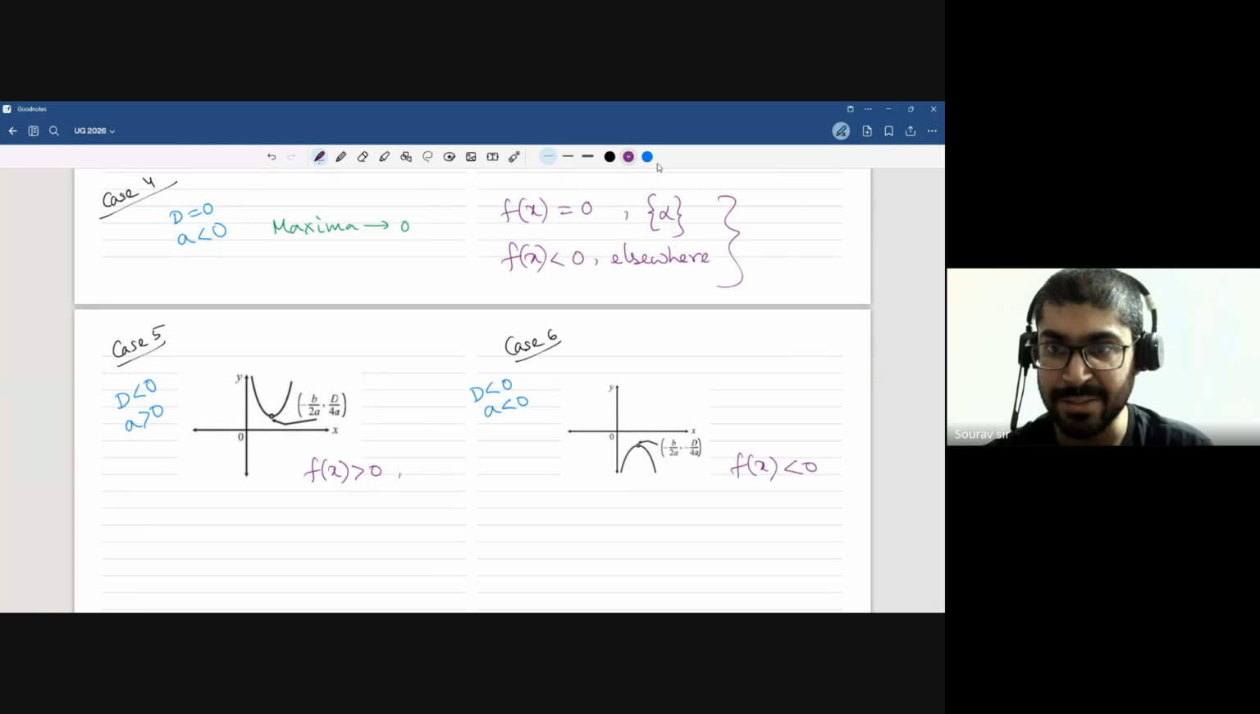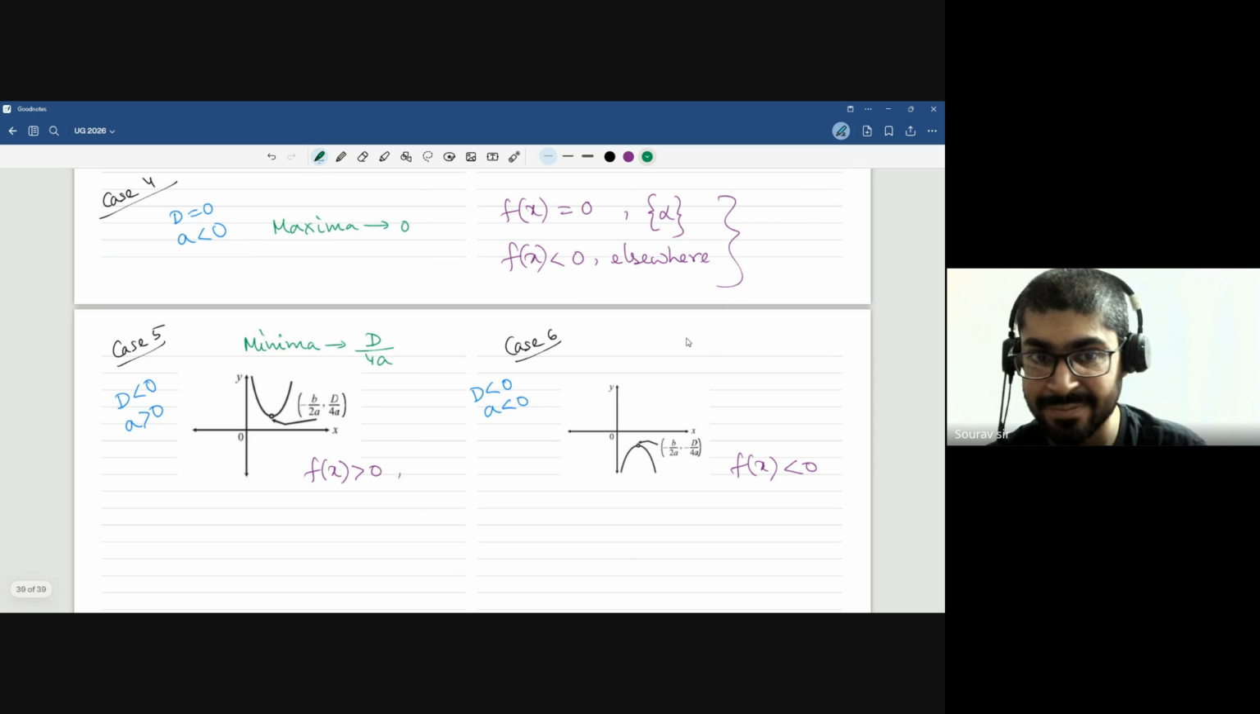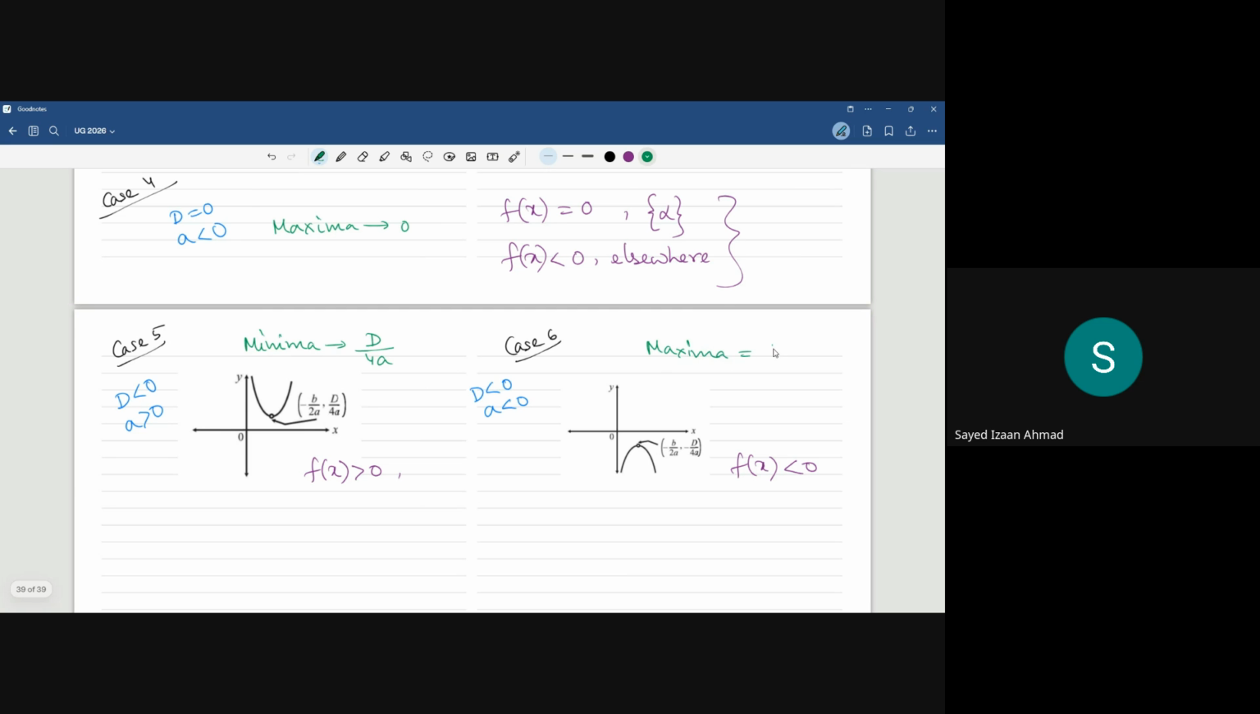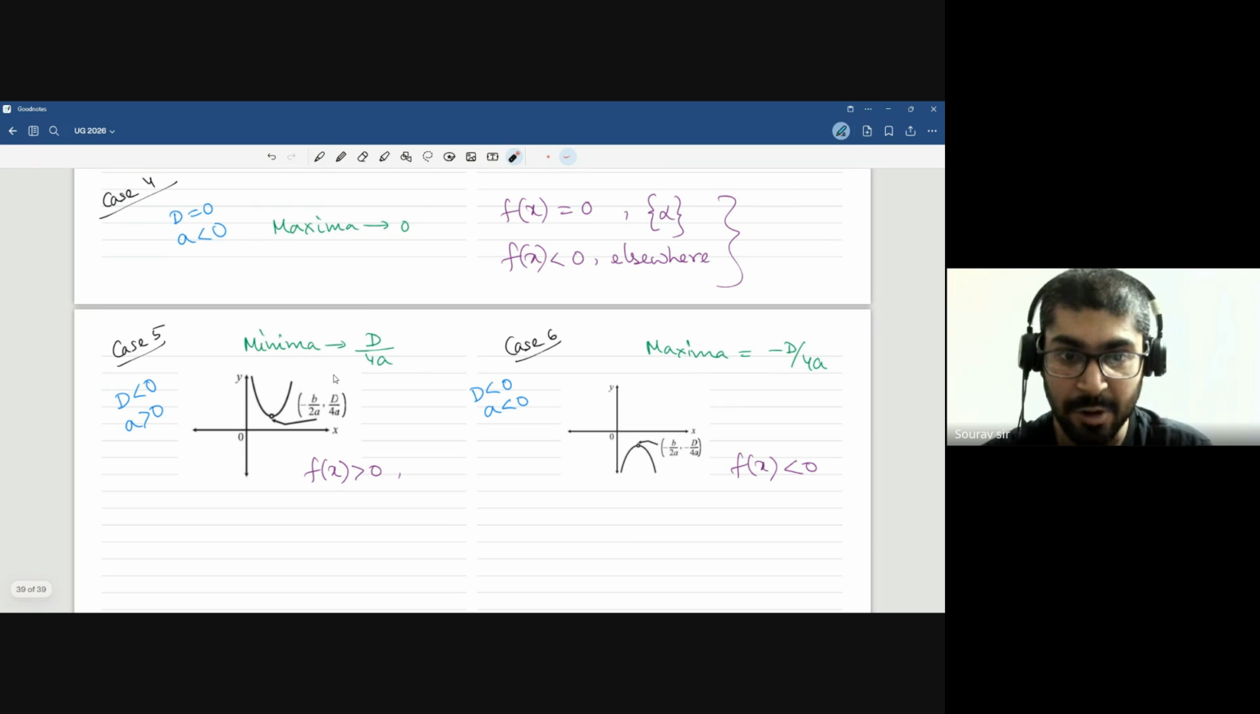So what will be the maxima and minima? We'll have minima here, right? What will be the minima? Minus D by 4a. Nope, just D by 4a, because D is already negative, right? So minus D will be the same as D, and maxima will be again D by 4a. No, this will be minus D by 4a because it's in the fourth quadrant. So D is already negative and a is also negative. So negative, negative, positive, and the negative sign. So the only location where you have the minima to be D by 4a and not minus D by 4a is when you have case 5.